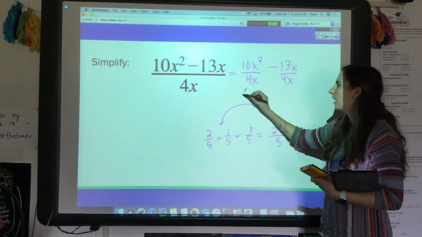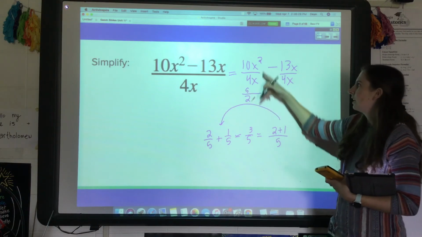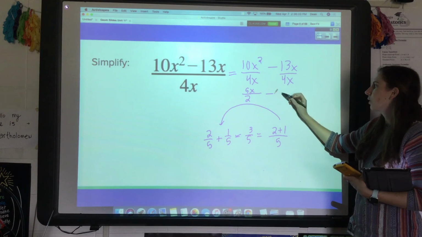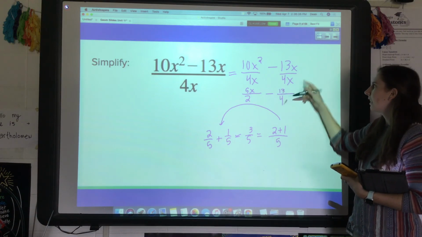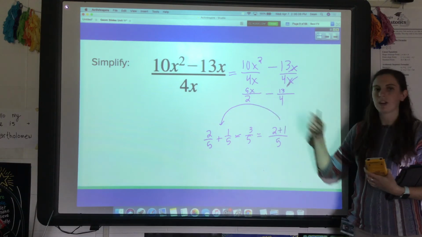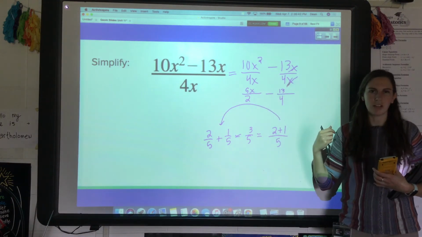10 over 4 becomes 5 halves. X squared over x becomes just x. And then the 13/4 will have to stay, but I can at least cancel out both of those x's. So there we go. That's my final answer. And you could combine it back into one if you wanted.